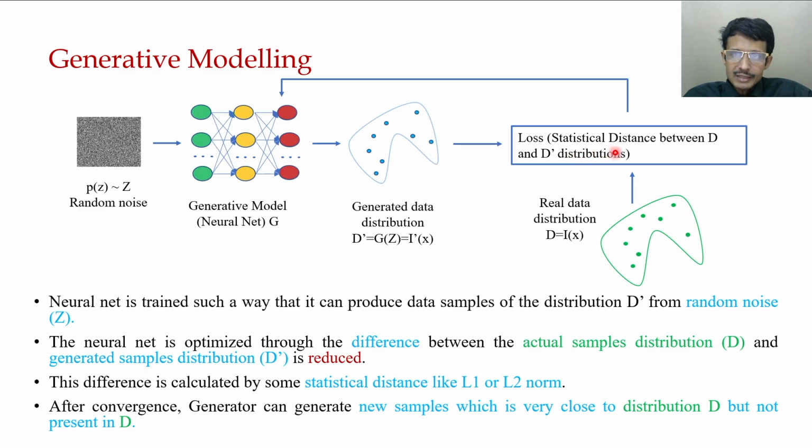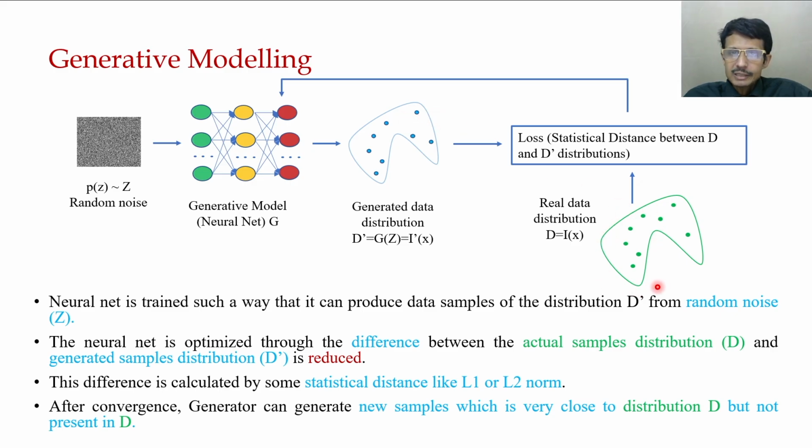So what kind of statistical distance do we calculate here? We can use, for example, the L1 norm, L2 norm, something like that. So after convergence, the generator can generate new samples. That is very important to understand again.